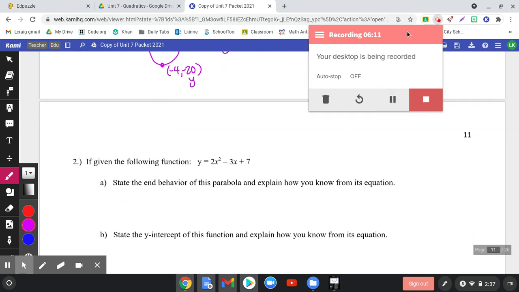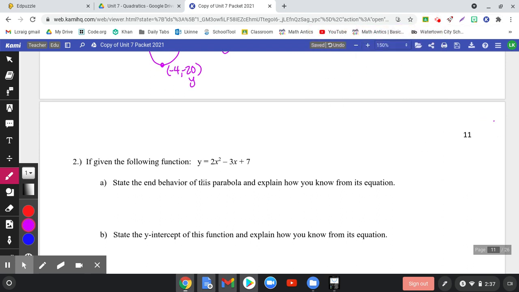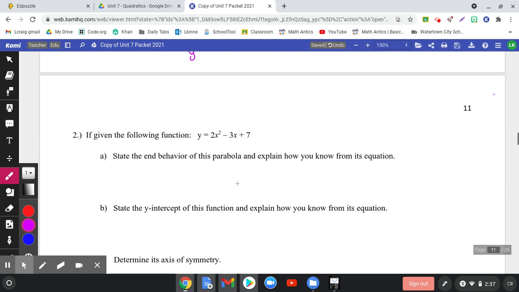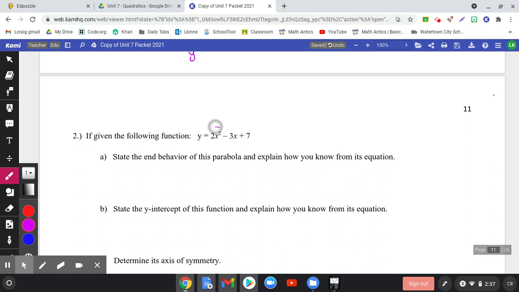This last one, on page 11, again, let's take a look at this. State the end behavior without even looking. Since 2 is greater than 0, it's going to be positive, so it's concave up. What's the y-intercept? Remember, that's your constant right here, +7.